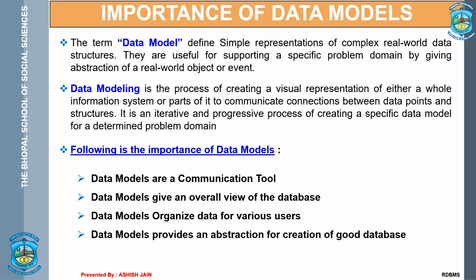Data models organize the data for various users. Depending upon the level of users we have, we can organize our data in a better manner using different data models. And also, it provides an abstraction for the creation of a good database. What is abstraction? To give away only the detailed information and hide all the technical or non-required details. This is called abstraction.